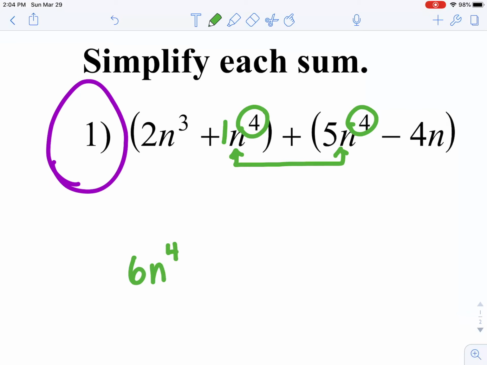Now, you notice that we do add the numbers, the coefficients in front of the variables, but we don't change those exponents at all. So that's going to be 6n to the 4th.